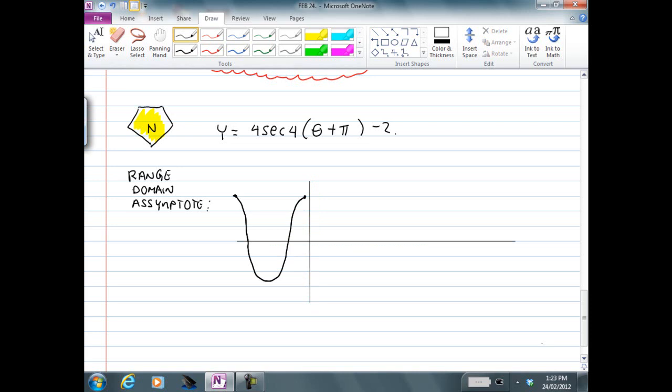Negative pi. Negative pi by 2. Okay. Now, really, what I'm looking for are these key points. This is the reason why I've been harassing you.